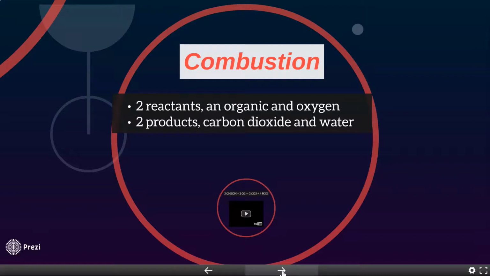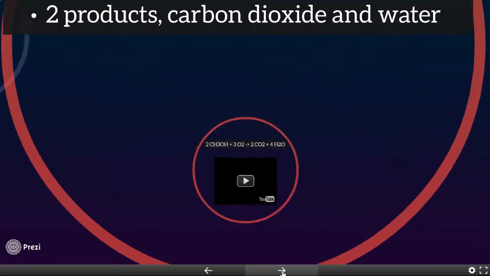So reactants, there's two of them, but they have to be something organic, something with carbon and hydrogen, reacting with oxygen. So oxygen has to be a reactant. And then the products are going to be, for us, just carbon dioxide and water. Sometimes you get carbon monoxide, but we're not going to go there. So for us, carbon dioxide and water is what you have to have. So you don't have a choice.